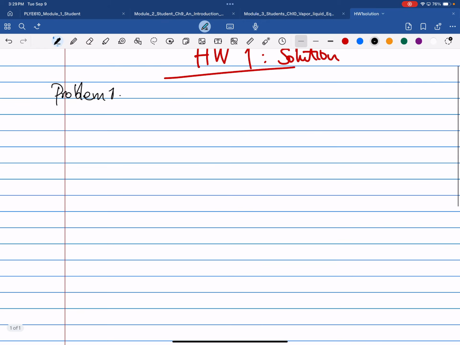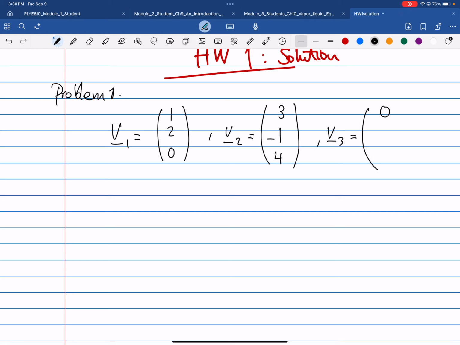You are given basically 3 vectors, V1 to V3, in an orthonormal basis. Think about it like a Cartesian coordinate. V3 is 0, 5, 2. So first, in part A, we want to see whether these are an independent set or not. How do you check whether they are independent?